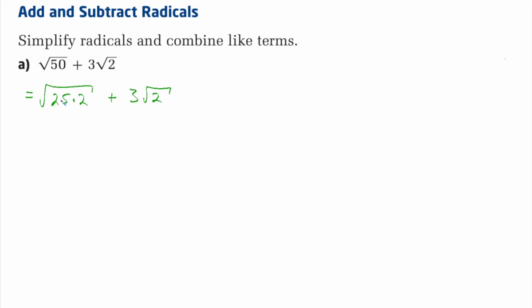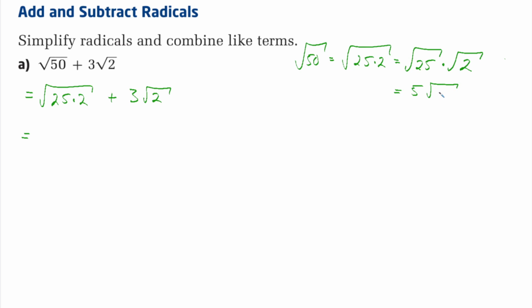Square root of 25 is 5. So this can be separated: square root of 25 times the square root of 2, and I'll do this over on the side. The square root of 50 is the square root of 25 times 2, which is the square root of 25 times the square root of 2. And the square root of 25, the positive root anyway, is 5. So the square root of 50 can be expressed as 5 times the square root of 2.